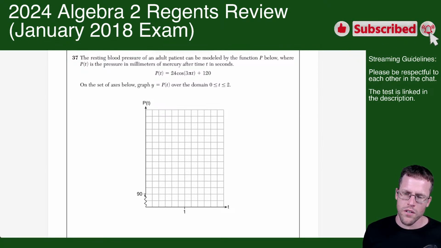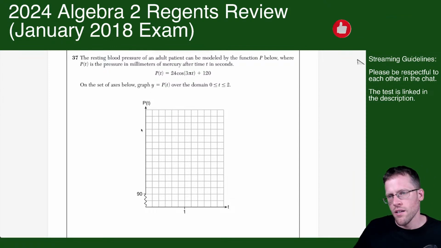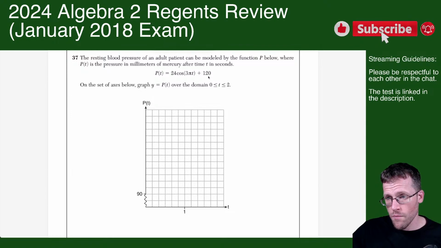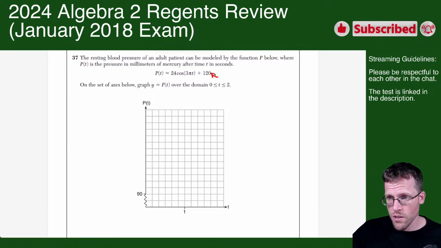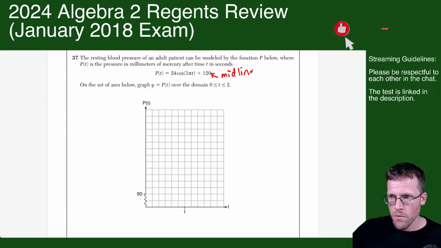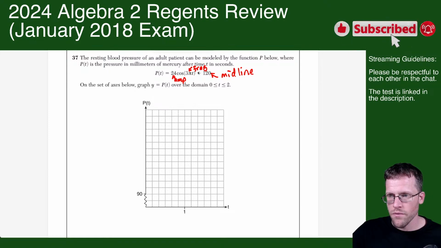So what's really going on here is we're starting at 90 and then we create our own scale. So this one, I take time to make the scale because I want the graph to look as nice as possible. This is our midline. We have a midline here. We have an amplitude of this, and then this is our frequency. Okay, the coefficient there is our frequency.